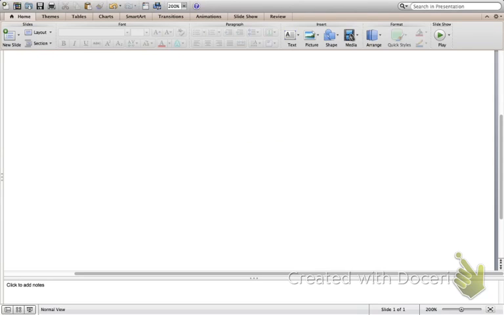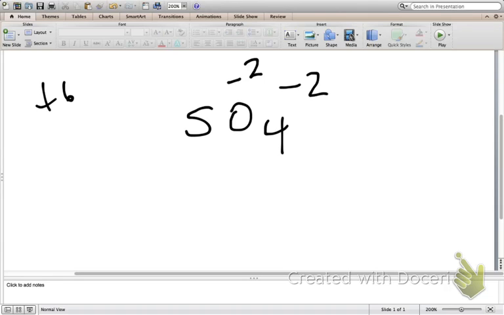Let's do another. Let's do sulfate, the polyatomic ion. Again, sulfur and oxygen. Oxygen is the boss. So we know that oxygen's oxidation number is -2. And sulfur with 6 valence electrons can be anything from +6 to -2. So let's find out which it's going to be.